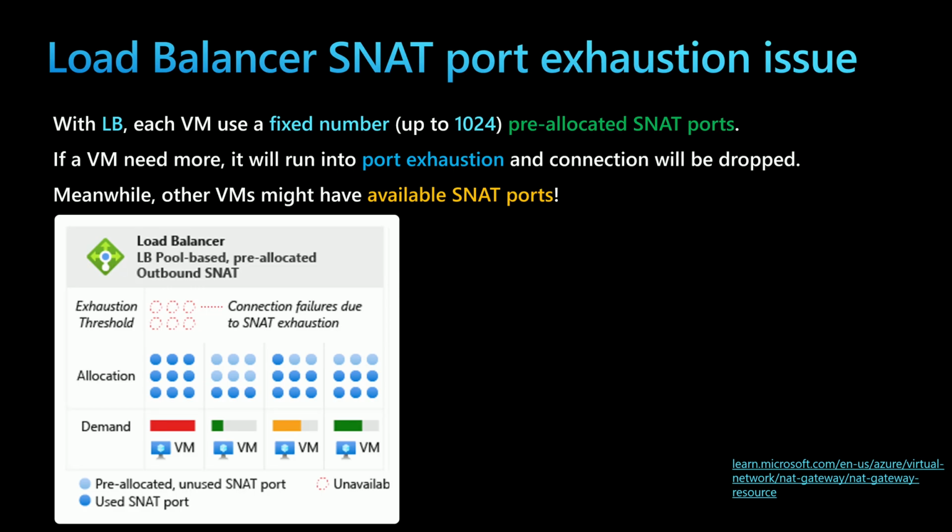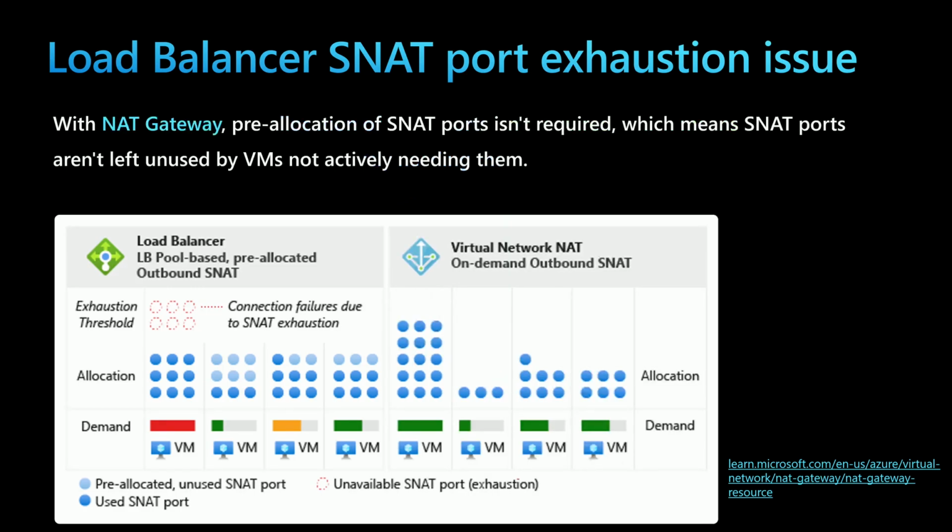That exact behavior is what the NAT gateway will try to change. With the NAT gateway, the pre-allocation of SNAT ports isn't required. You have a shared pool of port numbers that can be shared across all the virtual machines, and there is no quota per virtual machine. That allows for better usage and better scalability of those port numbers. In this case, a virtual machine can use more than 1024 port numbers. The limit for port numbers per virtual machine would not be 1000, but the port numbers that are available.